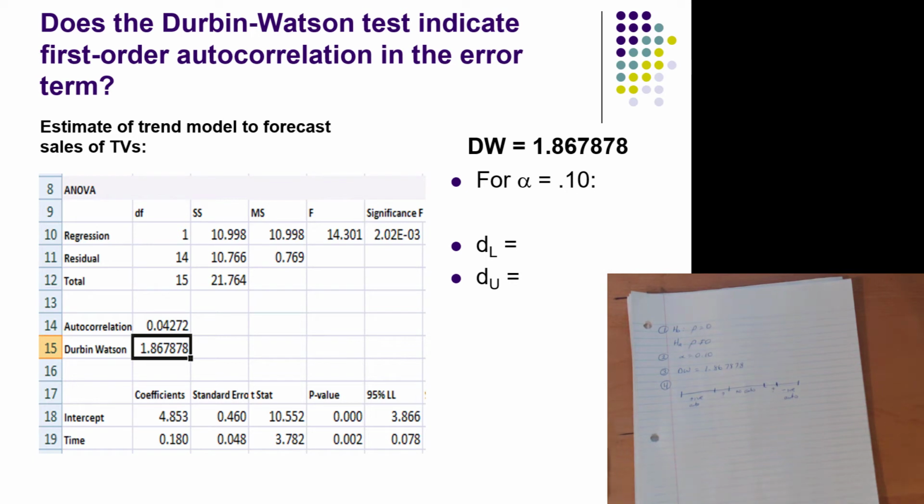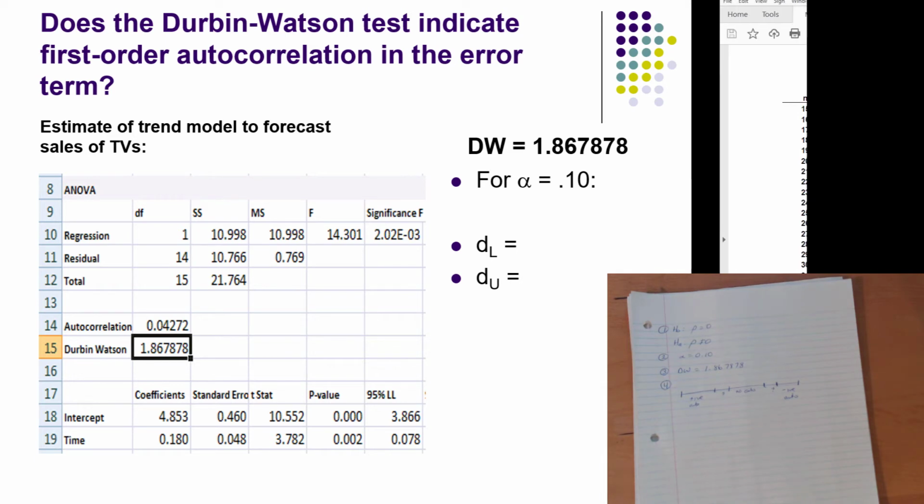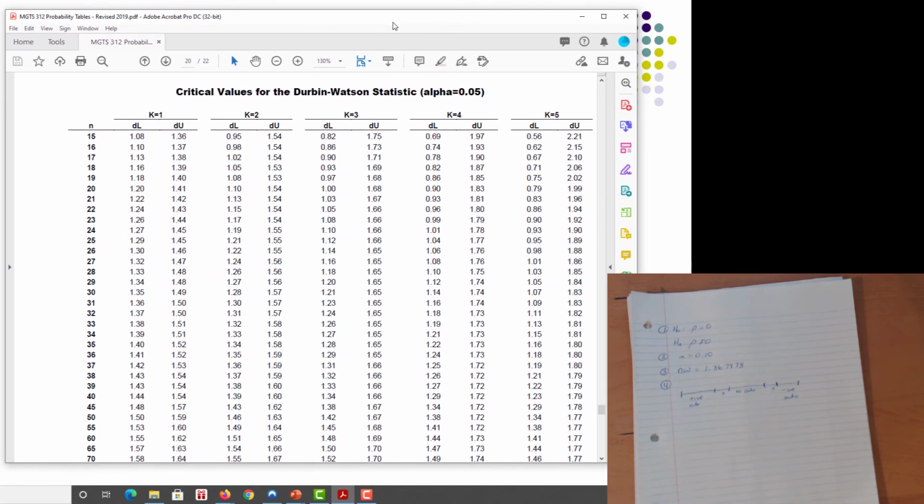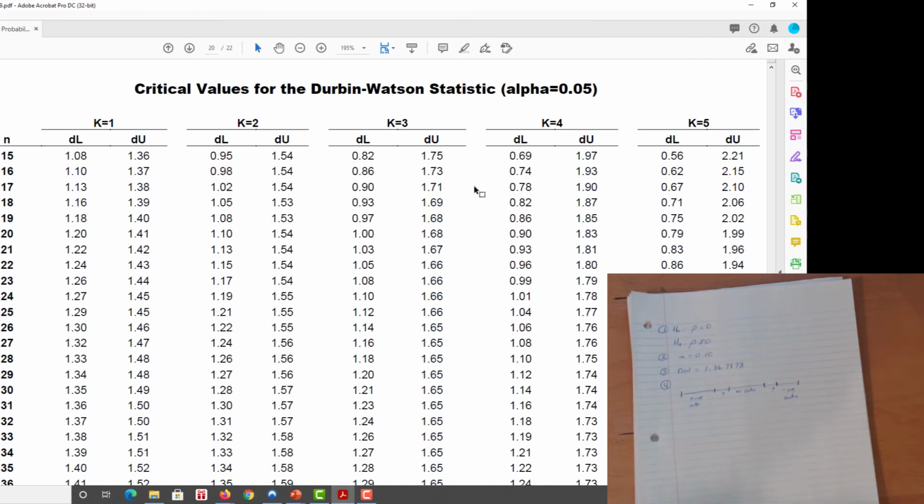Okay? So let's pull in the table here. We'll have a table of fun. Okay, so here we have a Durbin-Watson table. Now, if we look back at the output, we would see that in this case, we had n of 16.